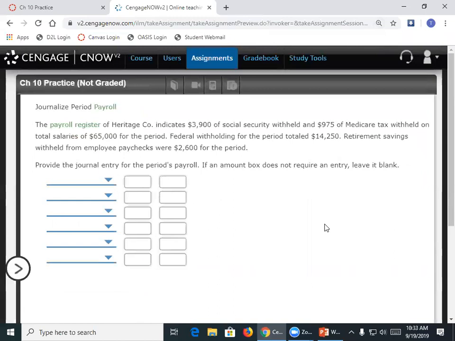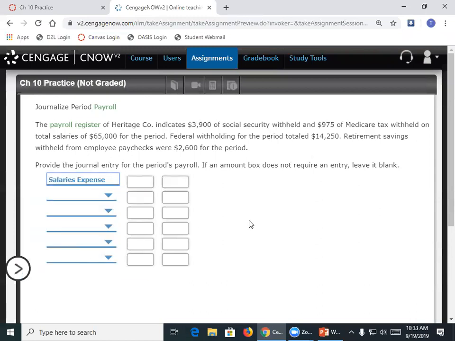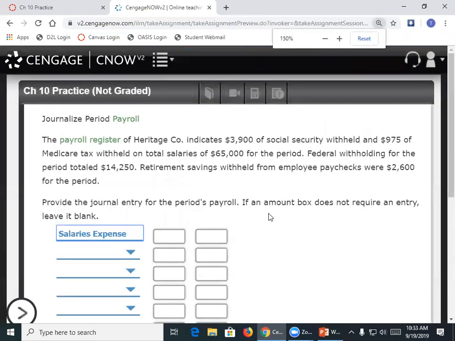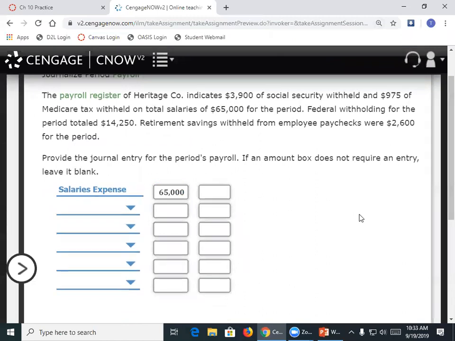So what amount would I debit? Salaries expense gets debited. Good. For how much? How much is our salaries expense? It is. Very good. It's the 65,000. It's the gross amount. Okay, so we always debit salaries expense, or wages expense, for the gross pay. That's the total expense.